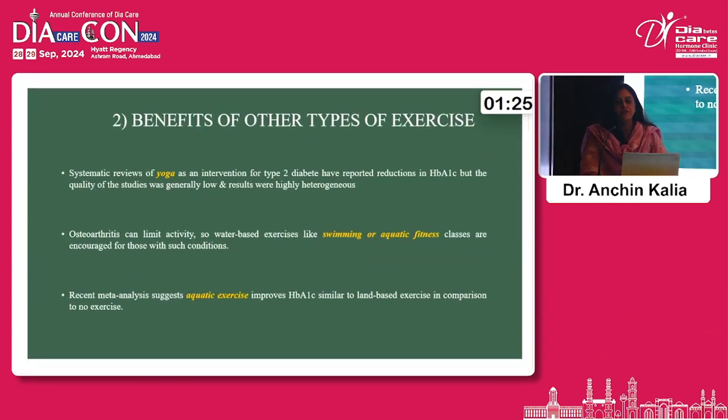Benefits of other types of exercise. Being in India, we should always focus on yoga. I think that connects you more with people in general, and yoga is definitely a good kind of exercise. The yoga trainer should tell you how to do weight loss yoga training, rather than only doing the breathing exercise, which typically a yoga trainer would ask you to do. Patients who have osteoarthritis can do swimming and aquatic fitness, other kinds of exercises.